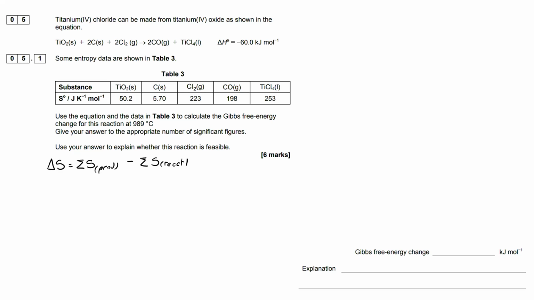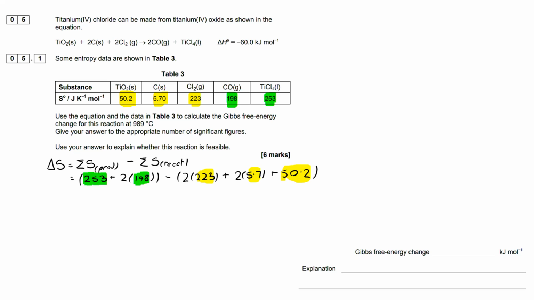Your start point is to consider the entropy change, the delta S. And you've got to remember this equation, that we work that out by the sum of the entropy of the products, take away the sum of the entropy of the reactants. Now, I've put those in here and I've also colour coordinated them so you can see where they've come from within the table. You'll also see that some of them are multiplied.